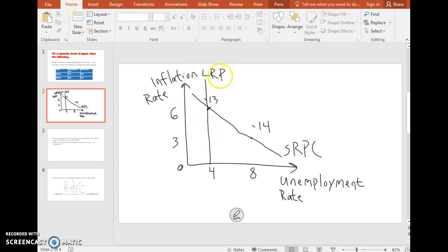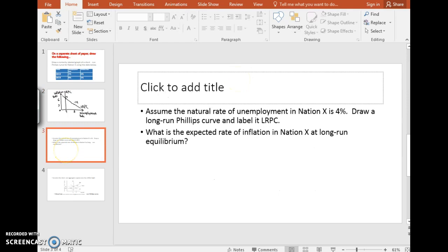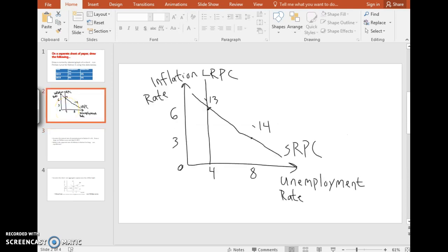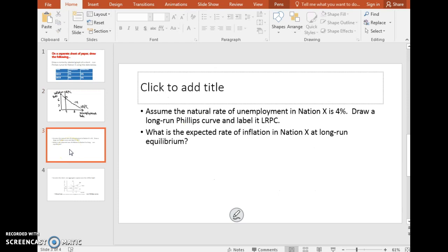So, handwriting's great today. And then it says, what is the expected rate of inflation in nation X at long-run equilibrium? Well, that's where those two curves intersect. Natural rate of unemployment there, and we already said that that was 6%. So remember, it's always the expected inflation where the LRPC and the SRPC intersect.